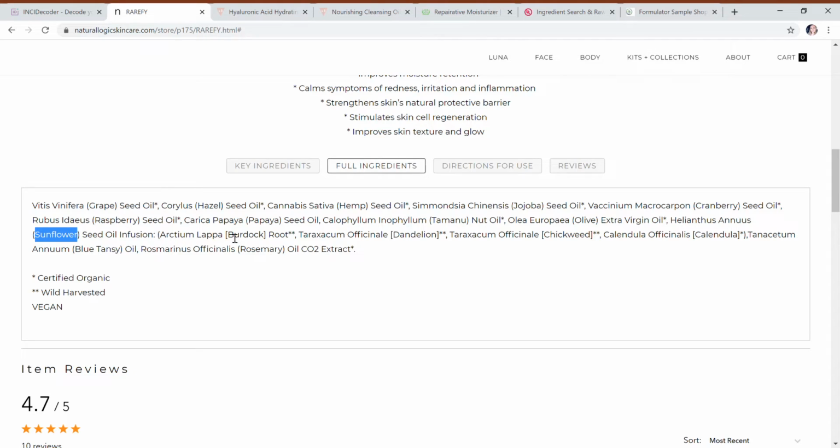So we see here that in this herb infusion we have burdock root, dandelion, chickweed, and calendula. And then next we have an essential oil, which is blue tansy oil. And the last ingredient is rosemary oil CO2 extract. So I'm going to talk about these last two here, the blue tansy oil and the rosemary oil.